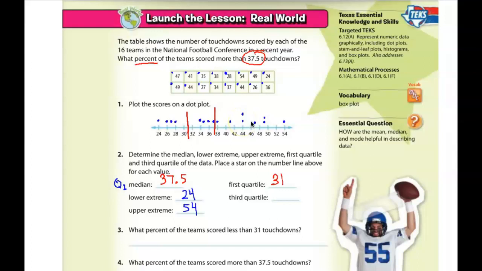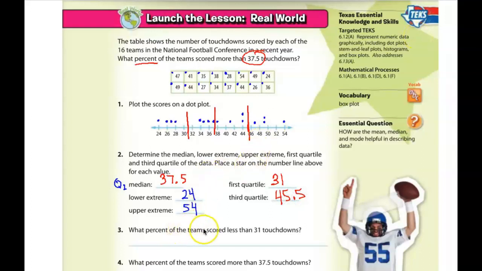That's going to be 3. What is half of 3? That's exactly right. 1.5. So 44 plus 1.5 is going to be 45. It's going to be just right here. It's going to be 45 and 5/10 will be the third quartile.